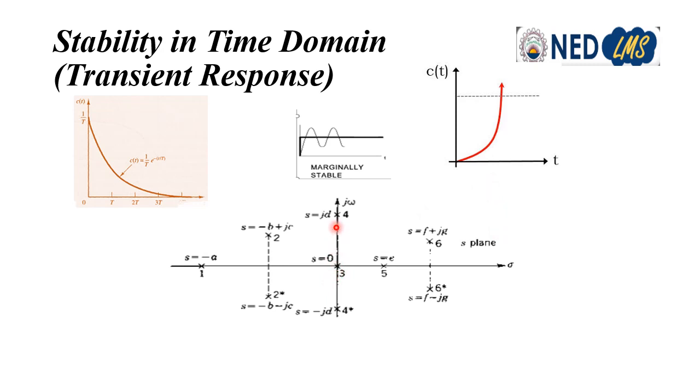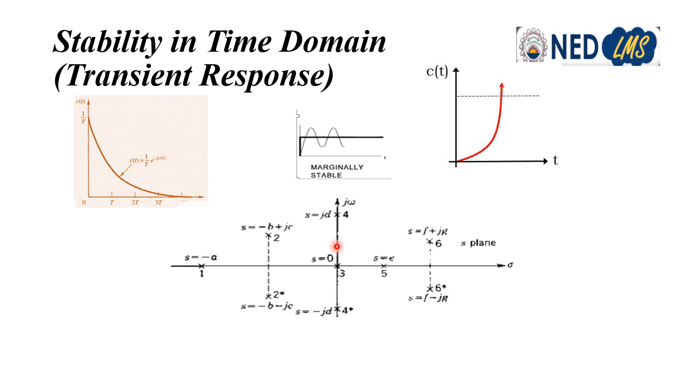And if we have poles on the j omega axis, then we say that the system is marginally stable. It means that our transients are constant and we have oscillations in the output. We say the system is marginally stable, or sometimes marginally unstable, because if we are going to design an integrator or an oscillator, in which we intentionally place the poles on the j omega axis, then we say that the system is marginally stable.